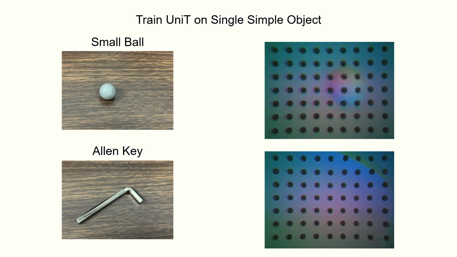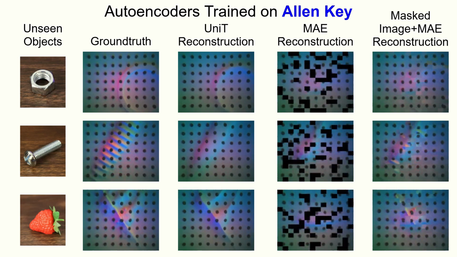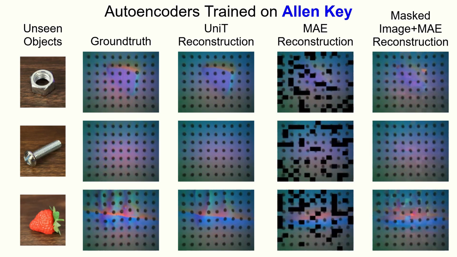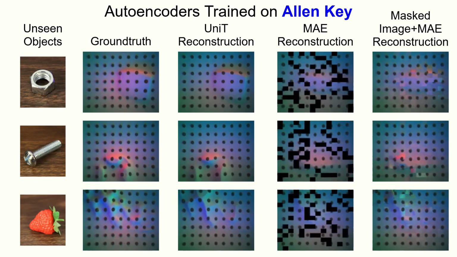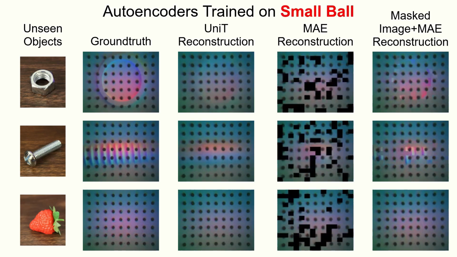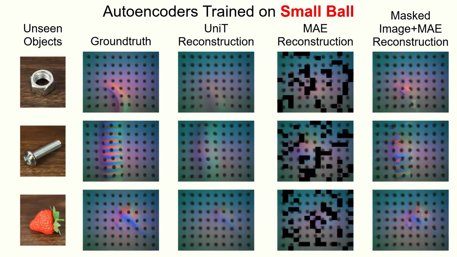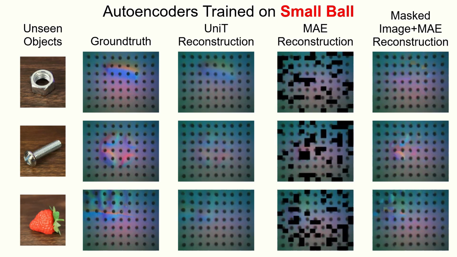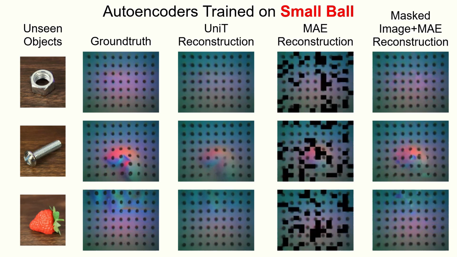We conducted experiments on image reconstruction using the trained autoencoders across a series of unseen objects. Although trained only on a single simple object, UniT can effectively generalize to unseen objects. Compared to UniT, MAE performs worse. Moreover, the representation trained using an Allen key performs better than the one with the small ball. This result is logical, as a small ball is one of the simplest objects. Despite this, the representation trained using a small ball can still capture features of unseen objects to a certain degree.